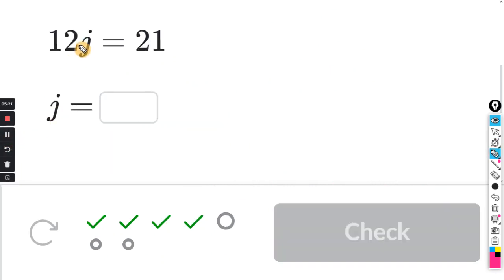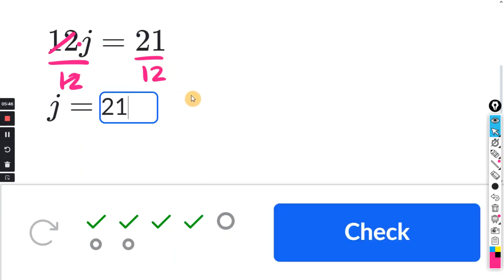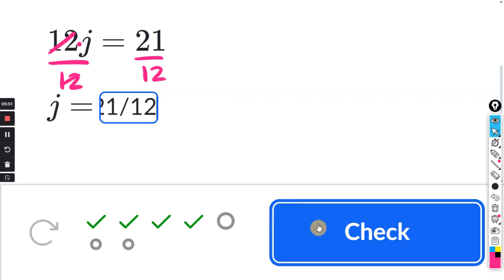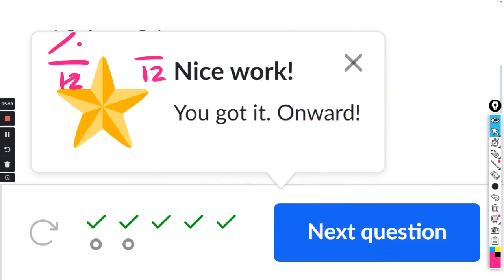All right, here we have 12 times j, or j times 12. The opposite of times 12 is divided by 12. And it cancels here. I'm not sure if they make you reduce. So far, j equals 21 over 12. We can reduce this, but I want to see if Khan makes you reduce. So to write that fraction, I would just write 21/12. Let's see if it works. It does give it to you.